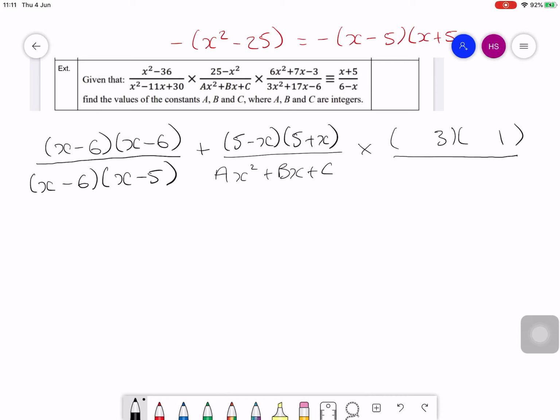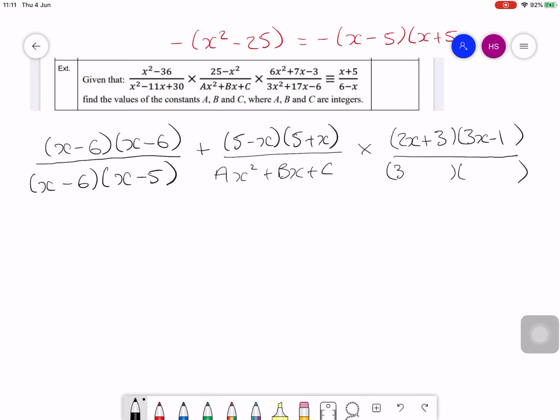So what is going to work? So 6 and 1 won't work, so 3 and 2, yeah. So if I do 3x there and 2x there, that will give me my 6x squared. And then if I make it plus 9x minus 2x, that will give me the 7x. Okay, and then I've got that denominator to factorise.